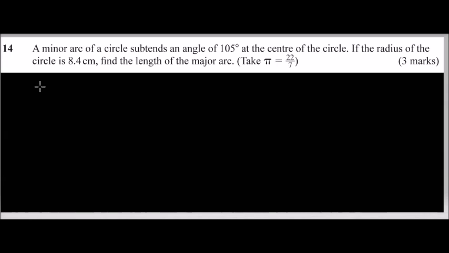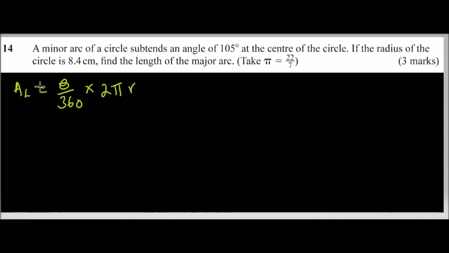Question number 14. We are told a minor arc of a circle subtends an angle of 105 degrees at the center of the circle. If the radius of the circle is 8.4 centimeter, find the length of the major arc. Take pi to be 22/7. So the first thing you would ask yourself: how do we get the length of the arc? Arc length is equal to theta over 360 multiplied by 2 pi r. That is the circumference, 2 pi r.